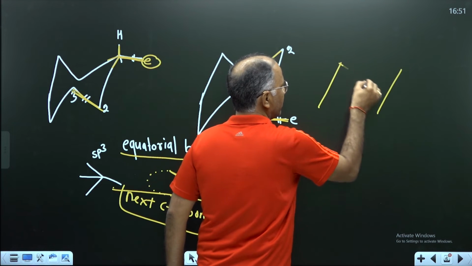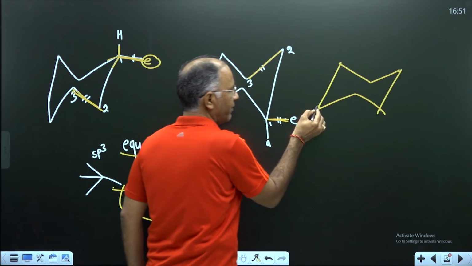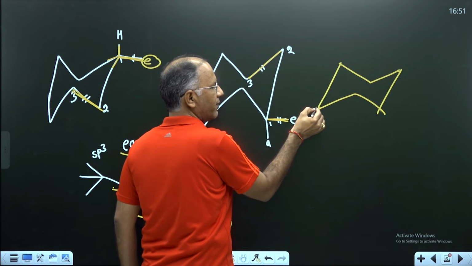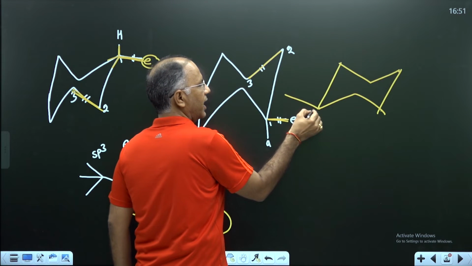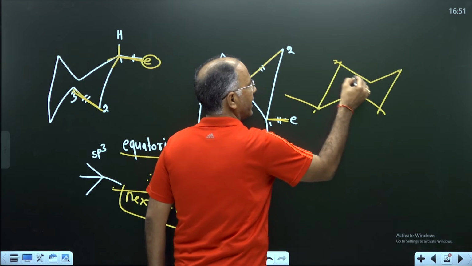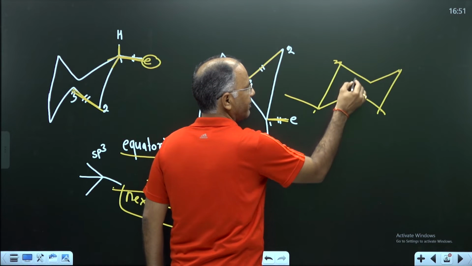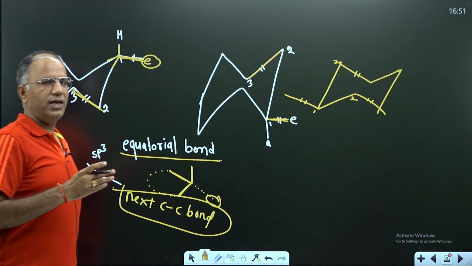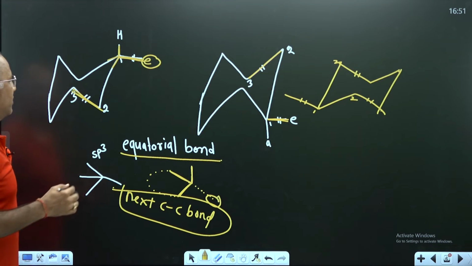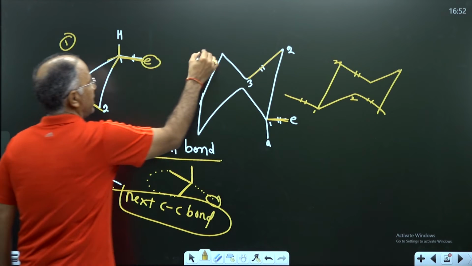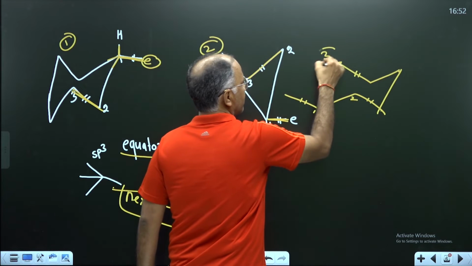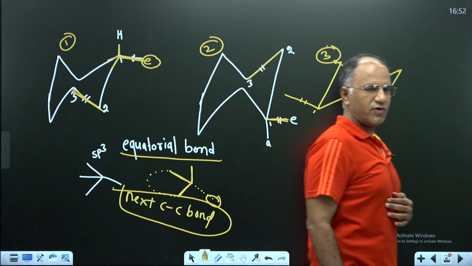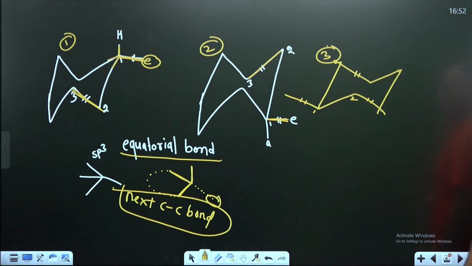Simply draw a chair form. For example, I want to draw equatorial bond in this carbon. This means it is away from the ring and parallel to the next carbon. Next carbon can be this, next carbon can be this, because they are already parallel. Equatorial bond is away from the ring and parallel to the next carbon-carbon bond of the ring. First of all, draw these 3 diagrams. After drawing 4 to 5 chair forms, you will be comfortable to determine equatorial and axial bonds. Pause the video and try these examples.